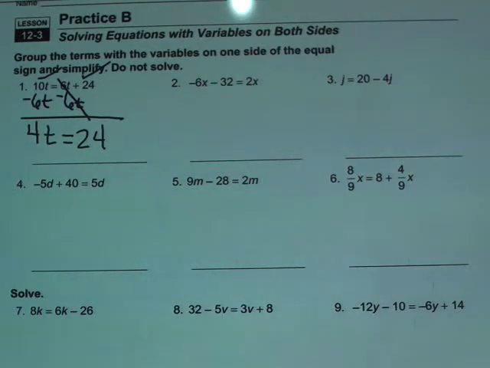That's all they've asked me to do. Get the variable thing on the left. I have 4 t's on the left, numbers on the right. I have 24 on the right side of the equal sign. That's all I have to do. Let's try that again in number 2.